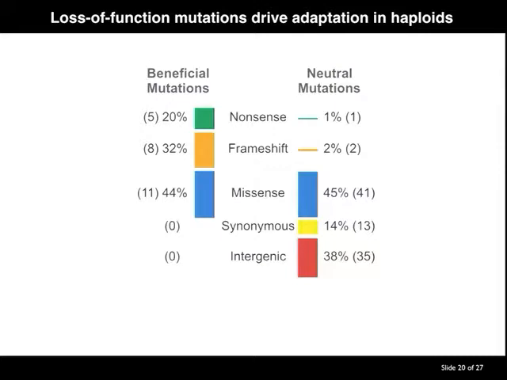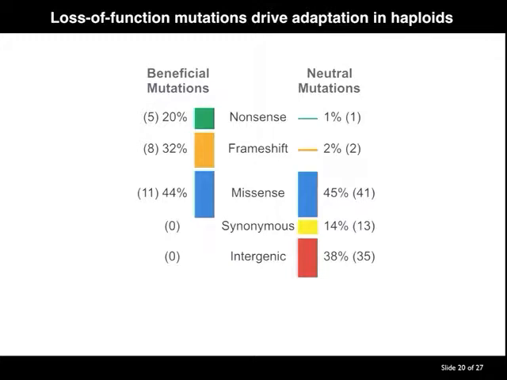I'm trying to sort of gauge how much time I have. One of the things that came out of the original sequencing is that we noticed that many of the mutations we were saying are beneficial kind of look like they're loss of function. So this is just if we look at the classes of beneficial mutations versus neutral mutations. Neutral are intergenic and synonymous, whereas beneficial tend to be nonsense and frameshift. Like we're really destroying protein function.